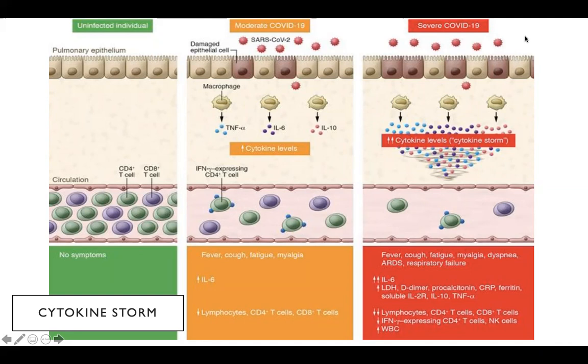What you'll see on the left is the green, that is an uninfected individual, and on the right is the severe. I'm sorry, I'm having an echo with an interpreter.